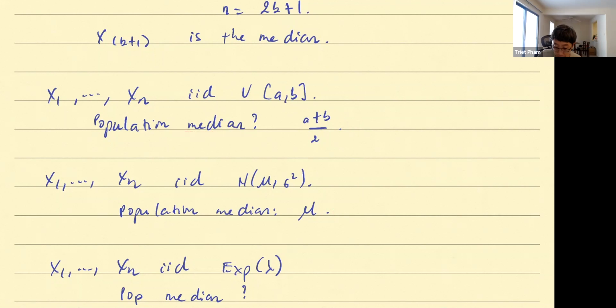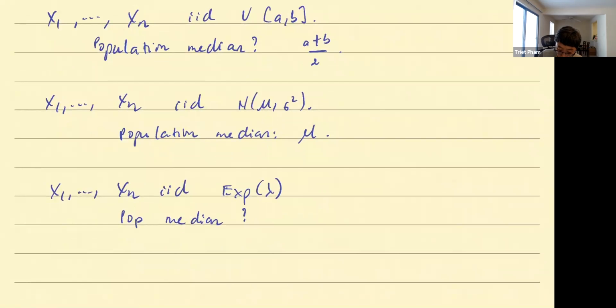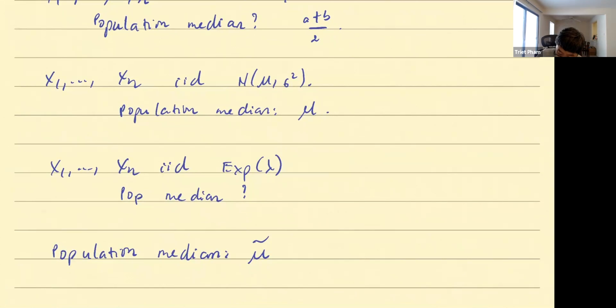So you have to ask yourself, what does the median mean? Usually the median for an abstract distribution, the population median, would be denoted by mu tilde, in contrast to mu, which is the population mean. And mu tilde would satisfy the property that the probability that x is less than or equal to mu tilde is 1/2. That's what you mean by population median.